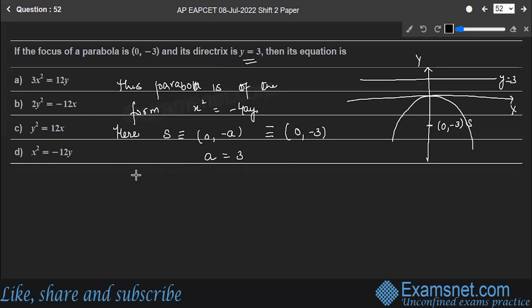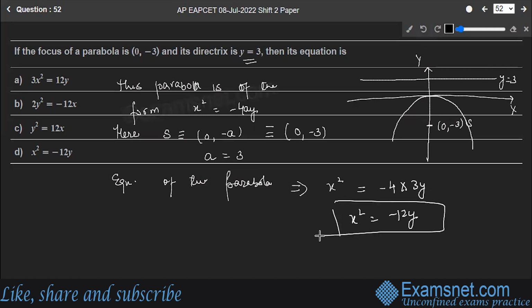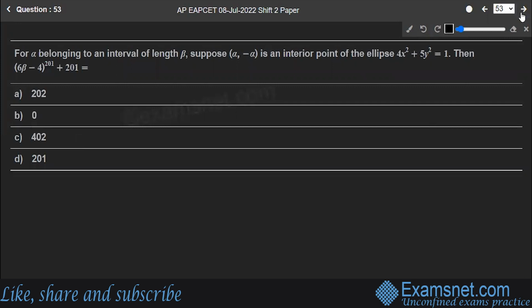So easy to find. The equation of the parabola will be given by x square is equal to minus 4 into 3y, that is equal to minus 12y. So x square is equal to minus 12y. This is option D. So this is the correct answer to the problem. Hope you are clear. Next, question number 53.